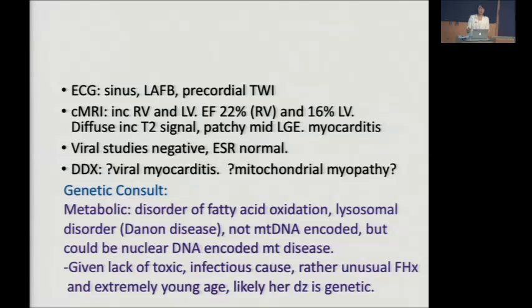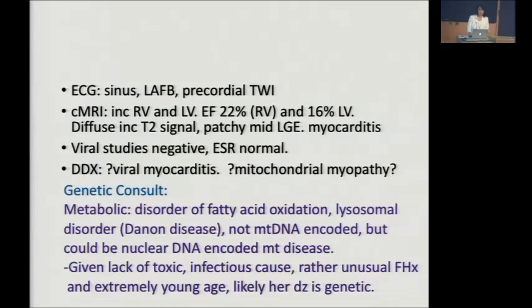So this could not be a mitochondrial encoded condition, but it could be a nuclear encoded mitochondrial disease, I thought. Given the lack specifically of toxic infectious causes, her rather unusual family history, and extremely young age at onset, I did think that this was genetic, and so requested genetic testing for her.